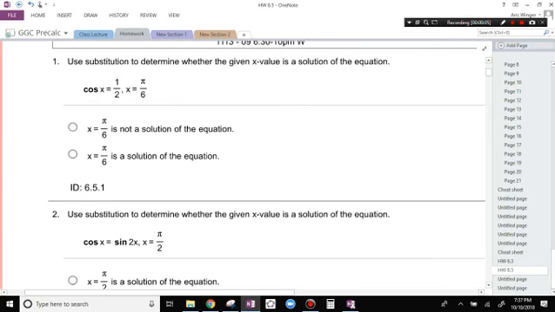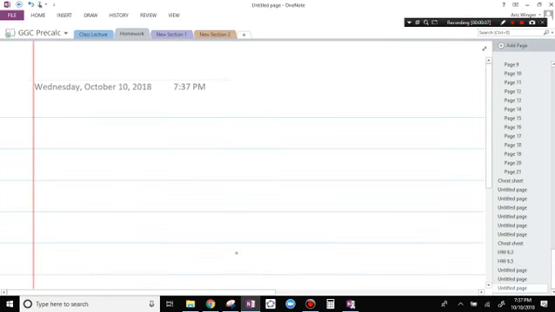So we're solving trig equations. A trig equation is an equation involving a trig function. That should not be a shock, right? So when I say the cosine of x is equal to 1/2, then I'm looking for all the x values for which this is true.